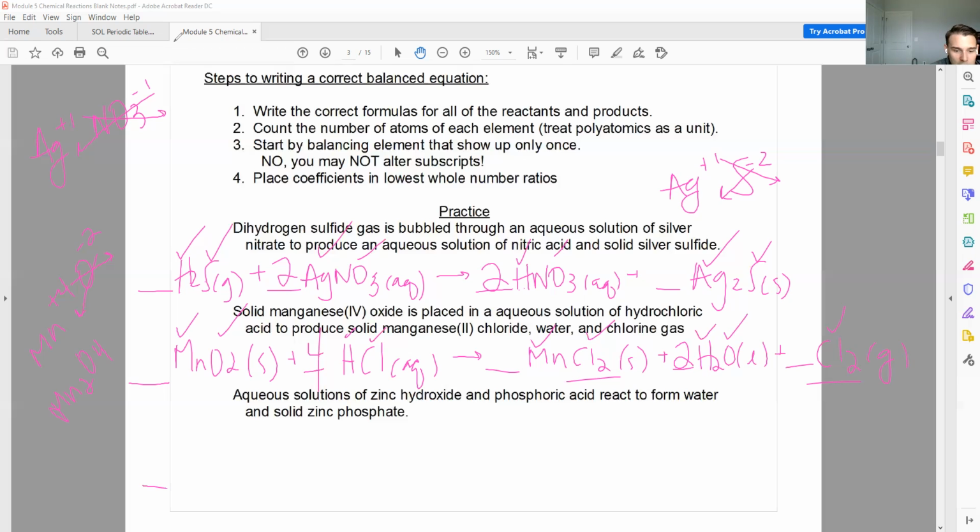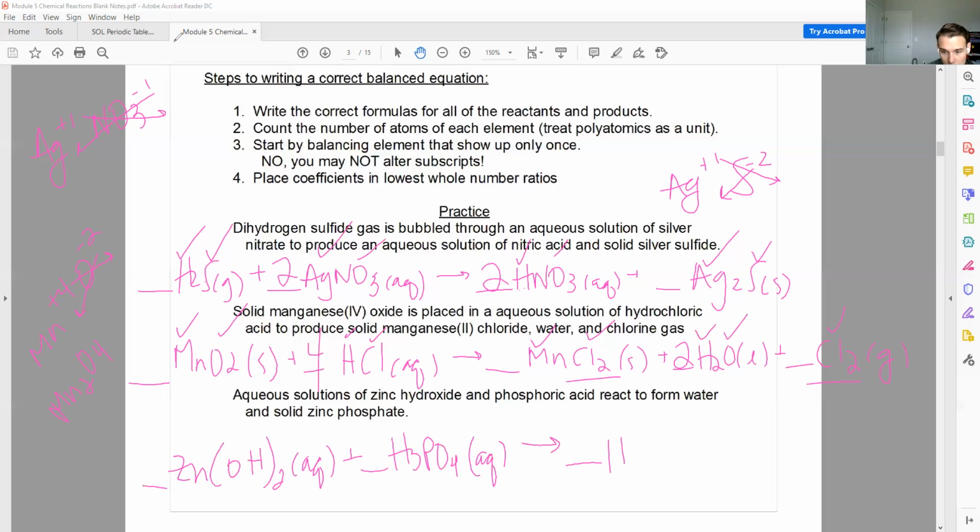Finally, on this example here, aqueous solutions of zinc hydroxide. Remember, if you've got more than one polyatomic ion, it needs to go in parentheses. And phosphoric acid, H3PO4. So if you can't tell by now, if you are struggling with your nomenclature, this unit is not going to be the one for you, okay?